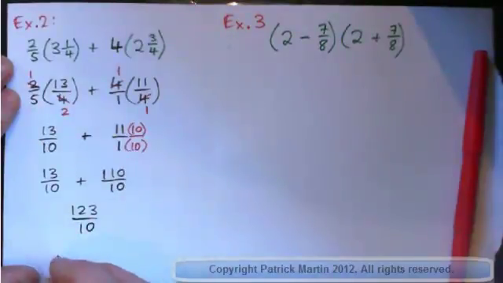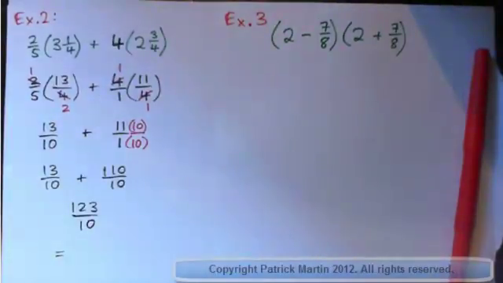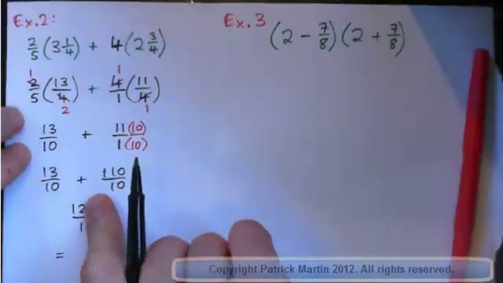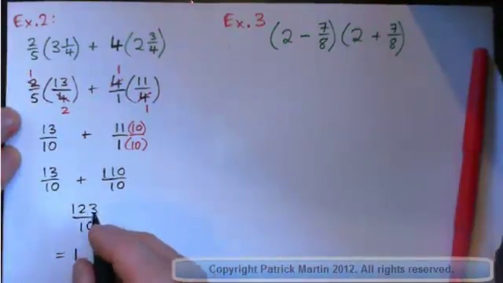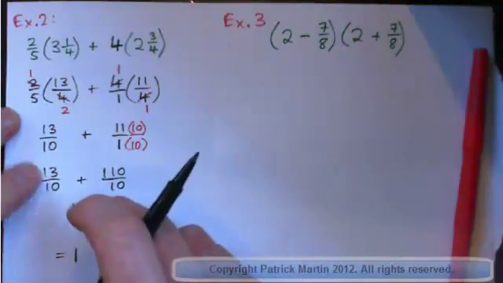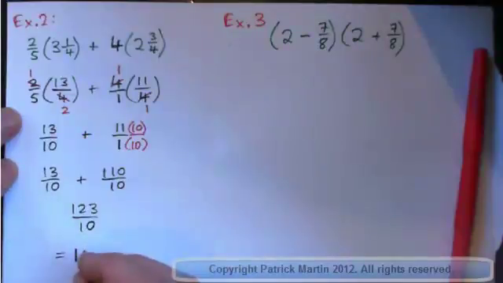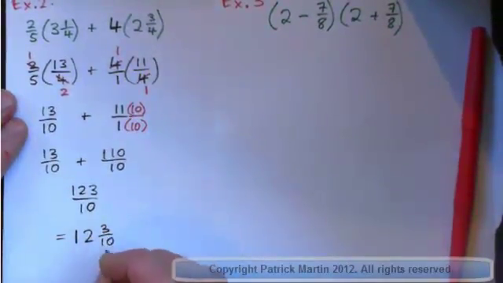And now you can write the answer as a mixed number. So that'll be nice. Just at the very end, give the answer as a mixed number, right? 10 into 12 goes 1 time, remainder 2. Oh, you know what it is. 10 into 123 goes 12 times, remainder 3. It's got to be 12 3/10, right?